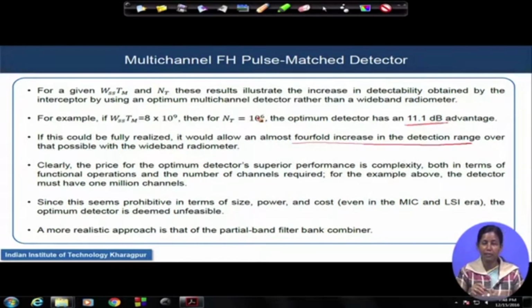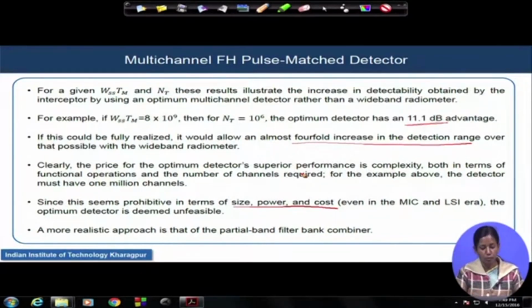Inside each and every channel, there is a channel based detection process going on. So you can imagine the hardware complexity involved in this multi-channel frequency hopped pulse matched detector, and hence in terms of size, power and cost, this optimum detector is deemed unfeasible in practice. Though we could see a very nice performance improvement, it is academic, a theoretical performance. This detector can be theoretically designed, but its practical implementability is under big question. So we will proceed from here.